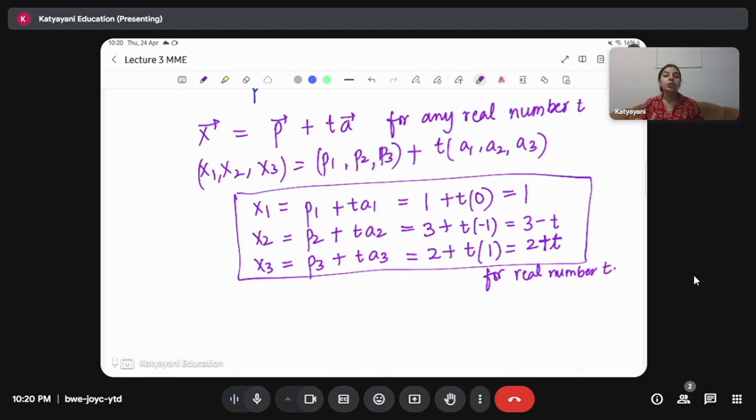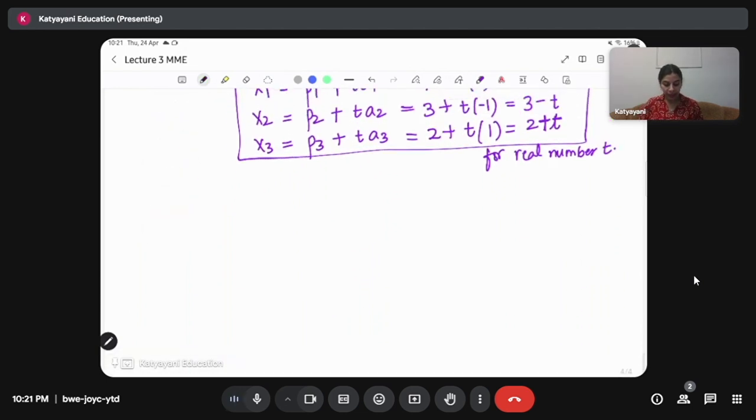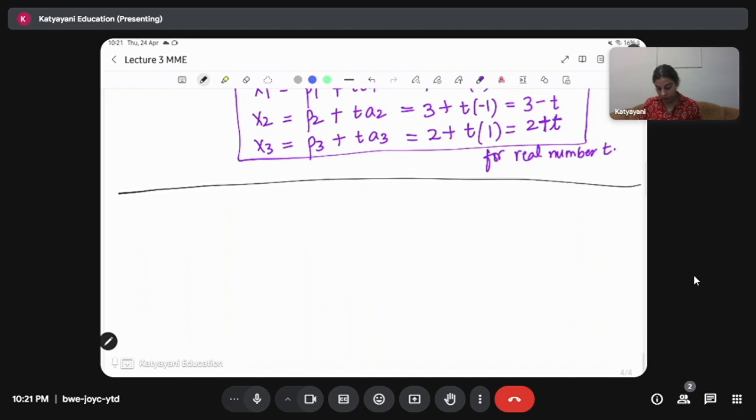Then you can also be asked to find the equation of a plane. Before learning how to find the equation of a plane, I would like to introduce a topic called hyperplane to you. So let's see what a hyperplane is.